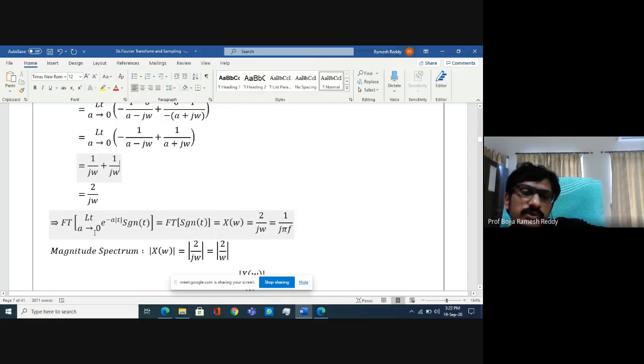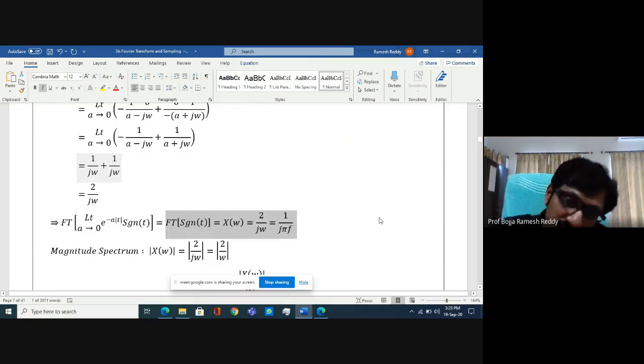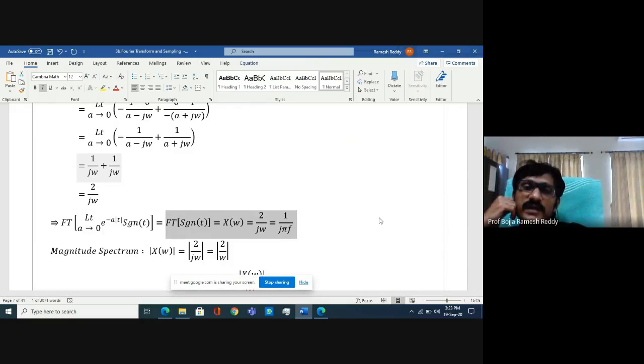Now see, it is a simple thing. Limit a tends to 0, substitute a equal to 0. What happens here? E power 0 is 1. This total part becomes 1. If it is 1, then it is simply the Fourier transform of sgn of t. What is that? 2 by j omega. Learn this formula by heart: the Fourier transform of the signum signal is 2 by j omega. This is the procedure, an extension of the process of the double exponential signal.